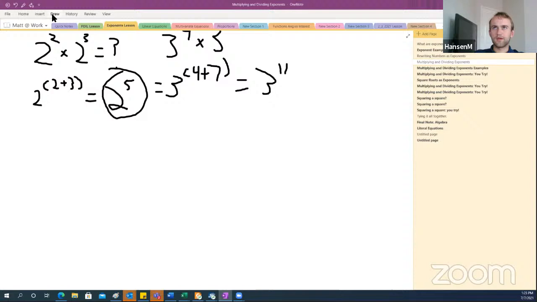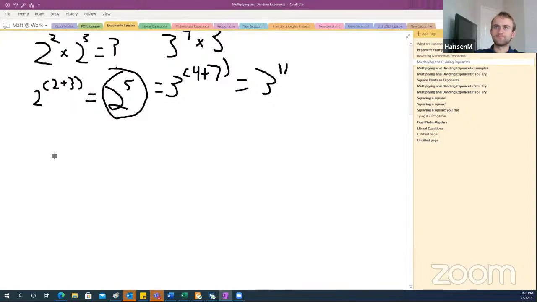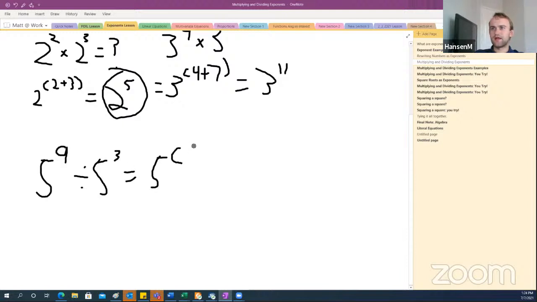Let me scroll down a little bit here. So the opposite holds true too. If you divide, then you subtract the exponents. So if we were to say, what is 5 to the 9th power divided by 5 to the 3rd power? This would be the same thing as 5 to the 9 minus 3, which would be 5 to the 6th.